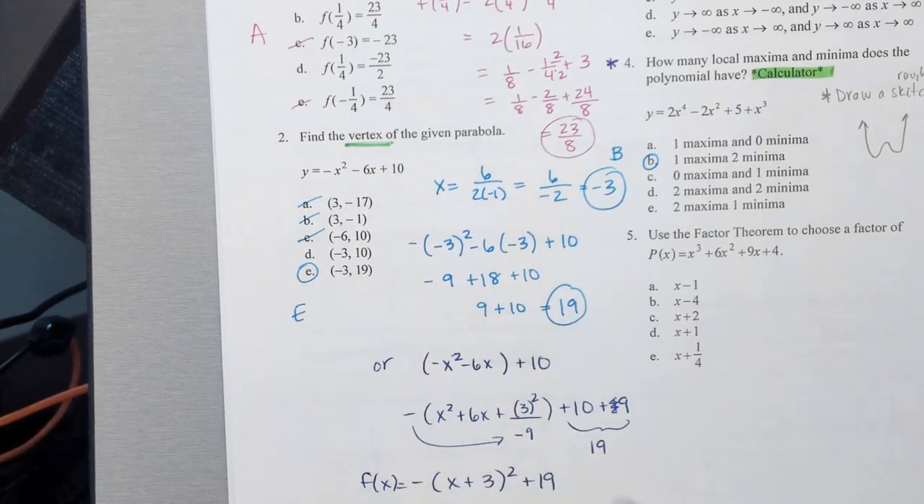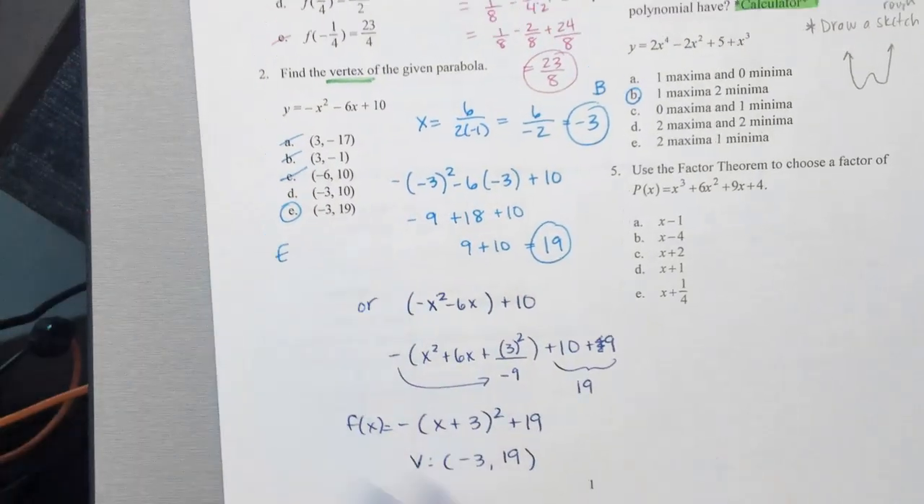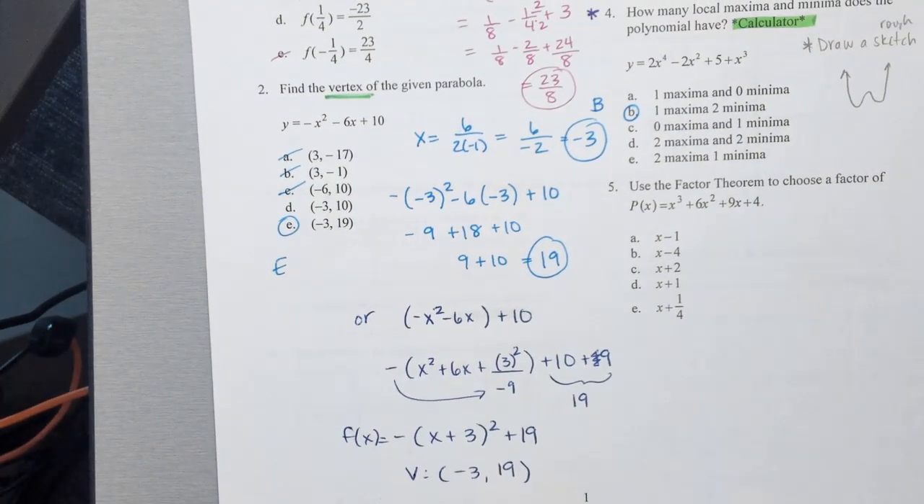Okay, so you can use whatever one you are most comfortable with. So vertex means the same thing as your maximum and your minimum. Okay, any questions on 1 and 2?